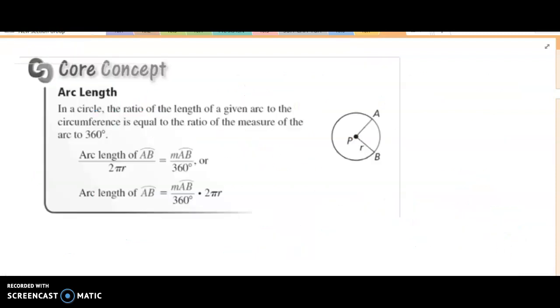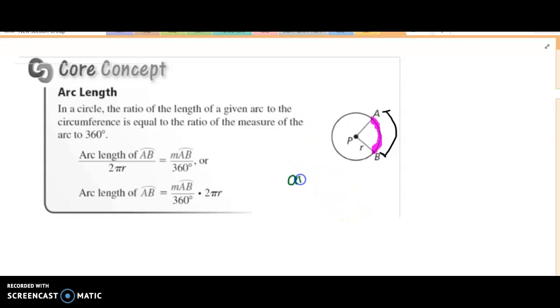All right, so let's talk about arc length, okay? So we know an arc is just a part of that circle. So if I'm looking at, say, AB right here, to find the length of AB, I'm not talking about the measure of AB, I'm talking about the length of AB. That would be the arc length, okay? So we have these formulas we can use.